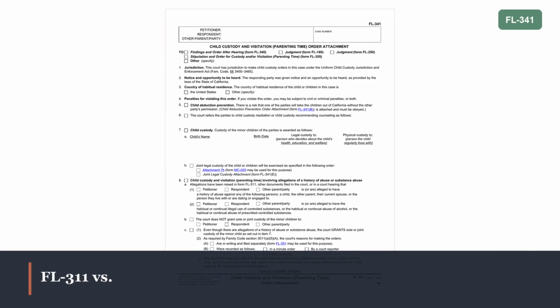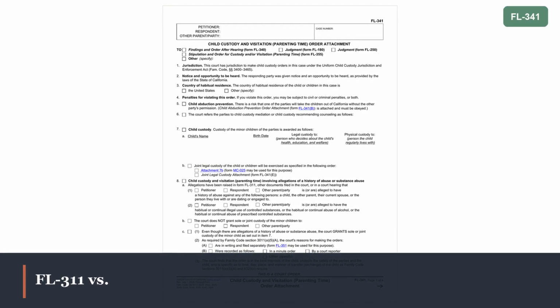FL-311 versus FL-341, Request versus Order. These two forms look similar because they cover the same ground: legal custody, physical custody, and a parenting time schedule, but they serve opposite roles in a case.